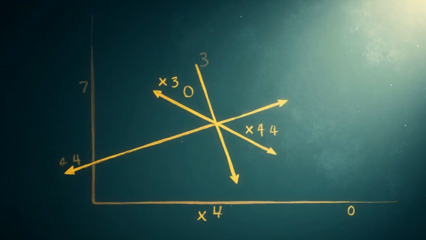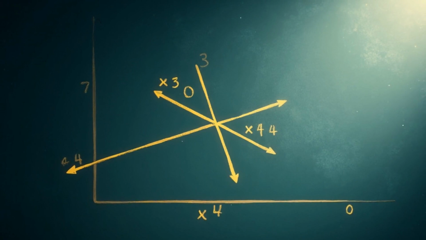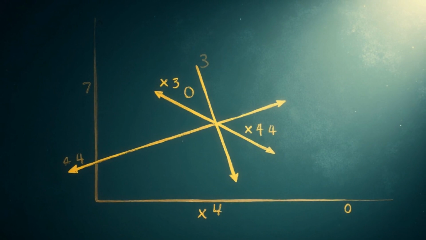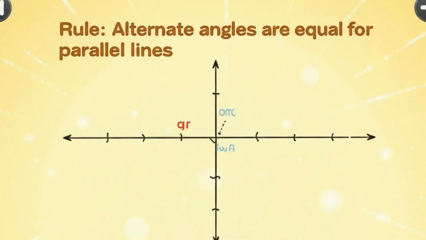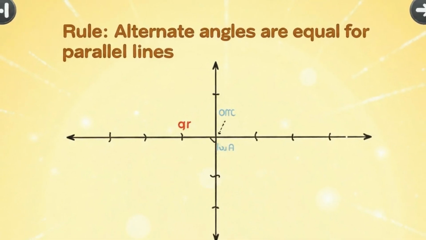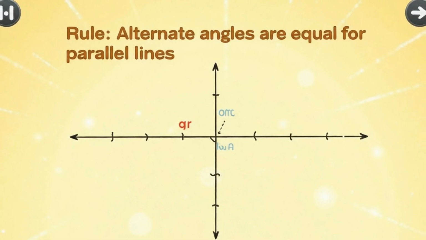Two, alternate angles. Angles on opposite sides of the transversal, but between the two lines, are equal. Example: angle 3 and angle 5, angle 4 and angle 6. Rule: alternate angles are equal for parallel lines.